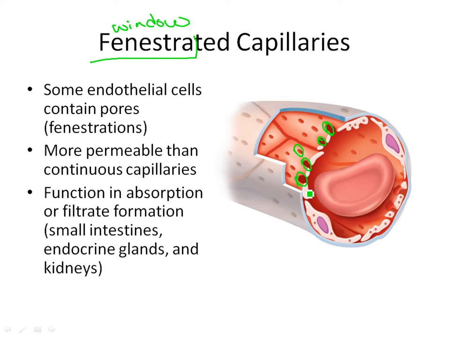So you're going to find these in areas where you need a lot of absorption or filtration, such as the intestines, so that food can get into the bloodstream, from the intestines into the bloodstream and out to the body. You're going to find these in endocrine glands where your hormones can leave those cells and get into the capillary beds, and in the kidneys, of course, where the primary function is to filter the blood. So we've got to be able to get fluids freely across those membranes.